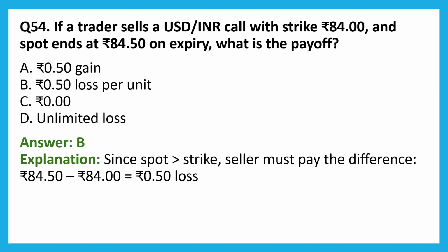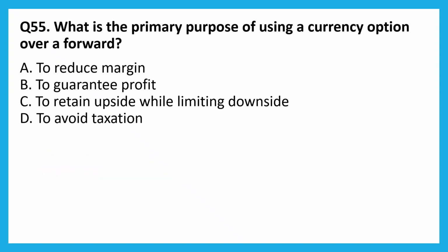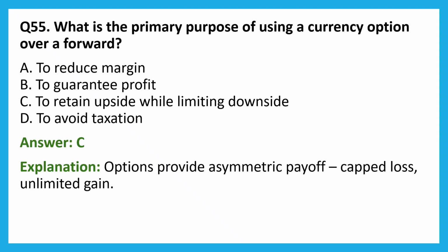Next question. What is the primary purpose of using a currency option over a forward? Option A, to reduce margin, option B, to guarantee profit, option C, to retain upside while limiting downside, and option D, to avoid taxation. Correct answer is option C, to retain upside while limiting downside. Options provide asymmetric payoff, capped loss, unlimited gain.